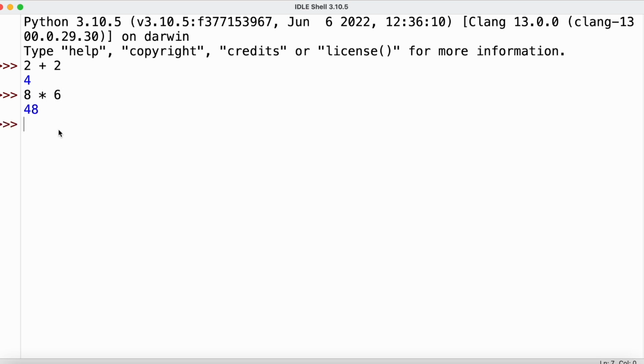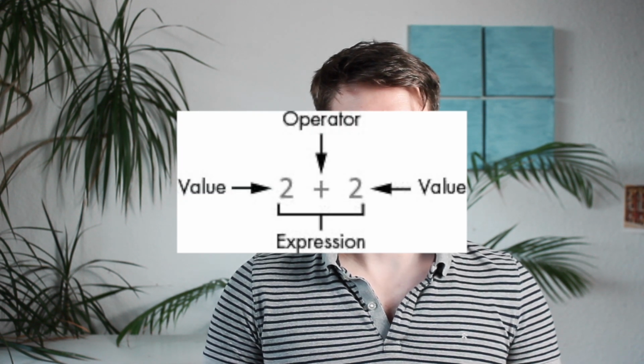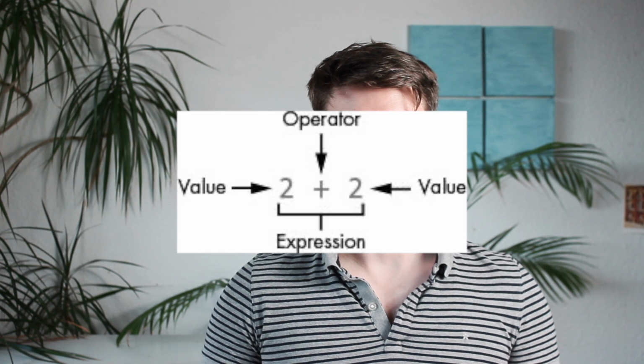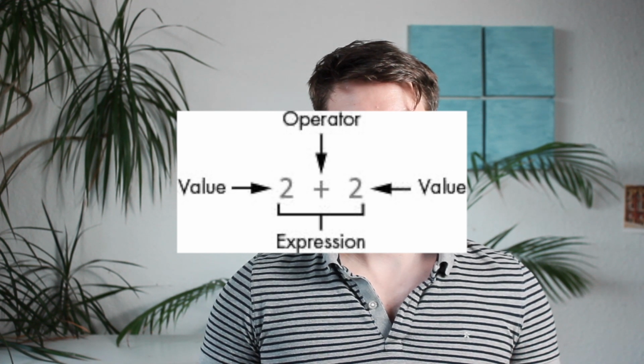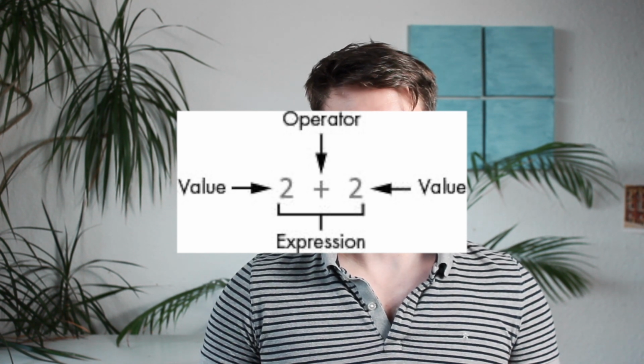In this case, the plus sign tells the computer to add two numbers, but we can also practice subtraction, multiplication or division. Now these signs, plus, minus, divided and multiplication, are called operators. And the numbers, for example the 2s that we are adding, are called values. The combination of values and operators forms an expression in Python.